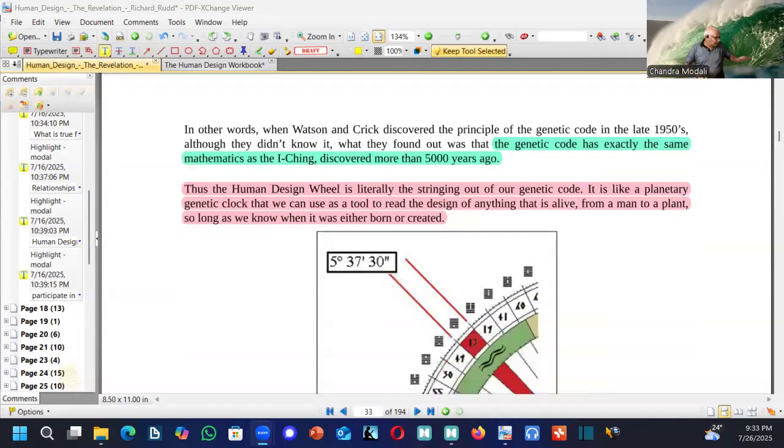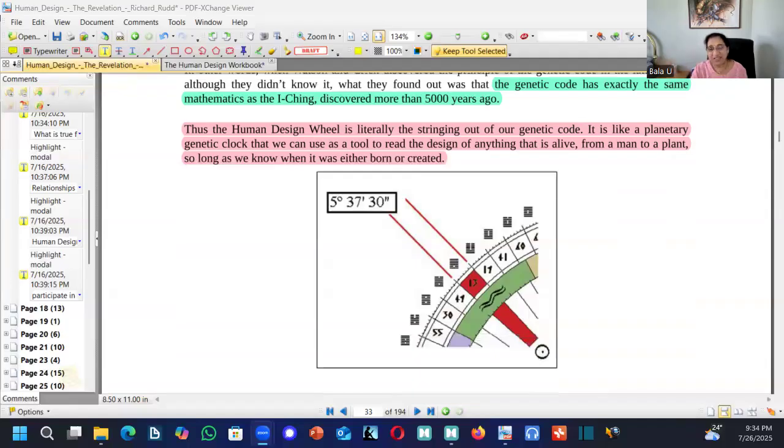Now read this. In other words, when Watson and Crick discovered the principle of the genetic code in the late 1950s, although they didn't know it, what they found out was that the genetic code has exactly the same mathematics as the I Ching discovered more than 5,000 years ago. Thus, the human design wheel is literally the stringing out of our genetic code. It is like a planetary genetic clock, which we can use as a tool to read the design of anything that is alive, from a man to a plant, so long as we know when it was either born or created. So we can also take the history of the plant when they know exactly when it is seeded.